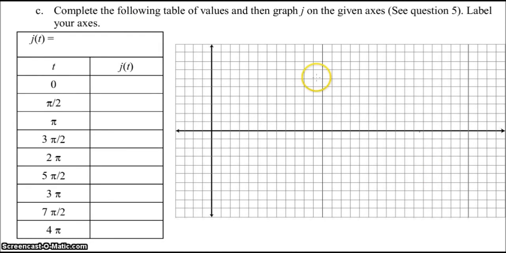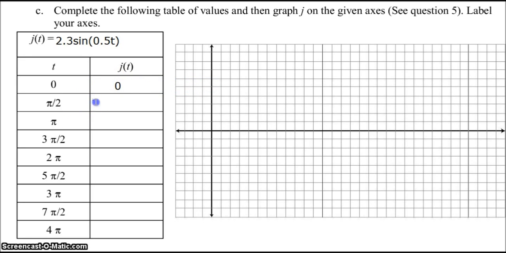Alright, 2.3 sine of 0.5 t. So maybe I should take a little bit more time with this one. I don't know. 2.3 sine of 0.5 times 0, that'll be 0. Sine of 0 is again 0, so this will just be 0.